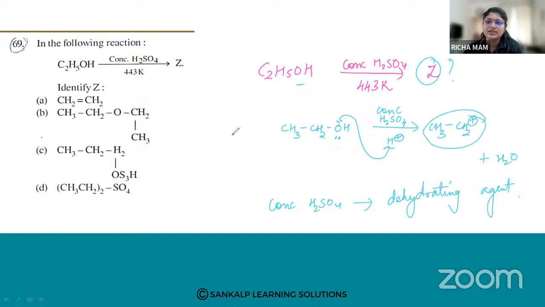Now here, this I will explain. CH3, C, H, H, and here C, H, H plus and C, H, H and H. So what will happen? I'll get CH2 double bond CH2. So option number A. Is it clear? Are you able to see this?